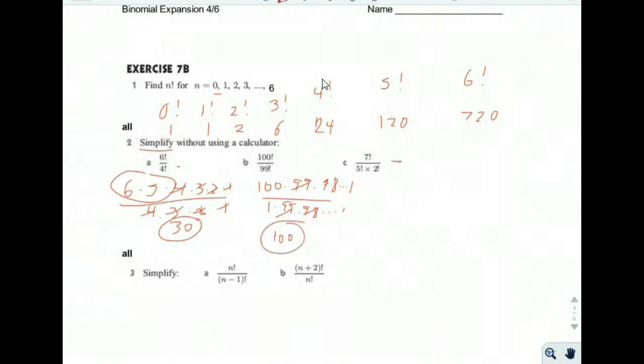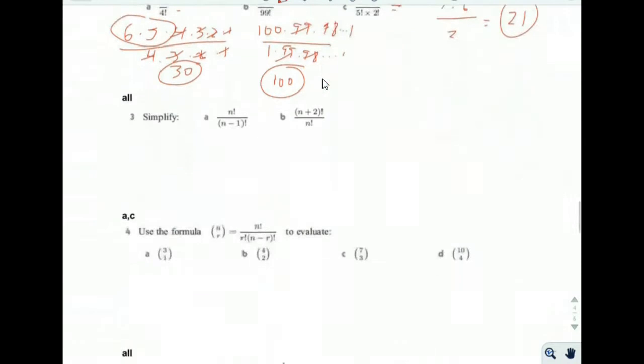For this one here, you would have 7 factorial divided by 5 factorial. That's just 7 times 6, because the 5 times 4 times 3 times 2 times 1 is divided out by the 5 factorial, divided by 2. So that's equal to 42 divided by 2, which is 21.